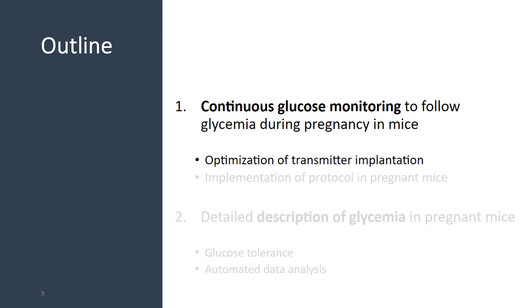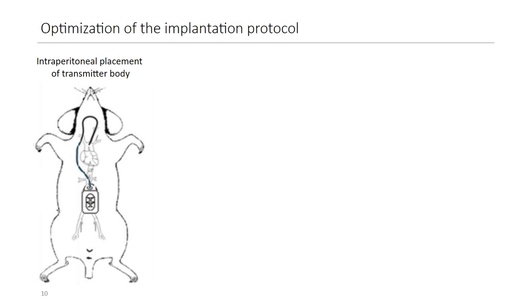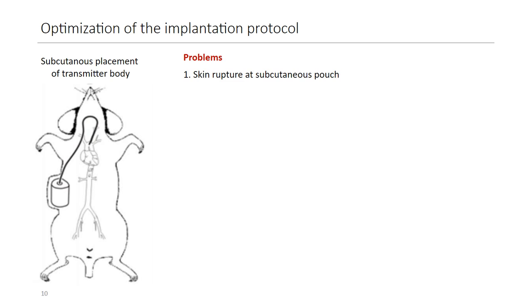So I will now talk to you about the optimization that we have performed of the transmitter implantation. Generally, the transmitter body is implanted intraperitoneally. However, because we decided to make the mice pregnant, we opt for inserting the transmitter body subcutaneously. Unfortunately, this came with problems, as the skin at the subcutaneous pouch ruptured.